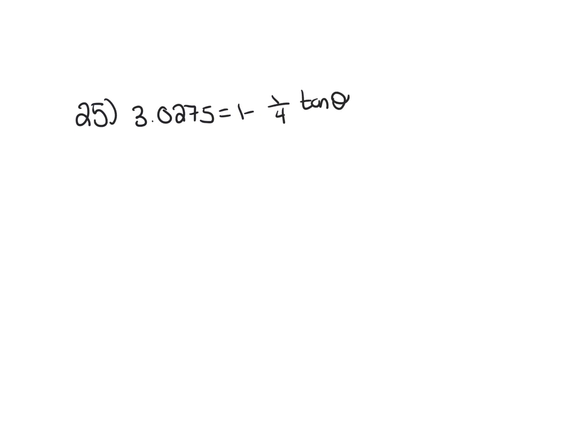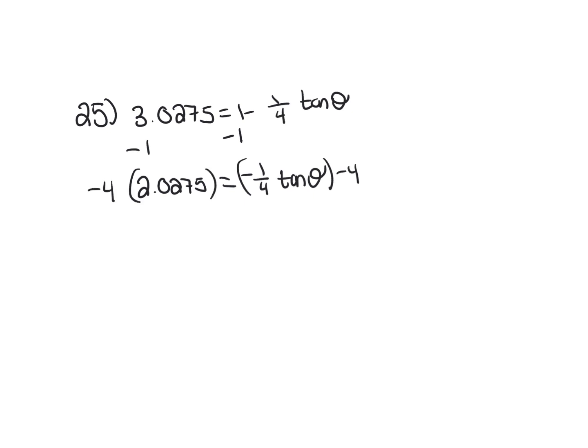No matter how ugly the problem looks, guys, you have to give it a chance and try. And you've gotten to pre-calculus because you've passed algebra, so let's use our algebra skills. The first thing I'm going to do is minus a 1 from both sides. So I now have 2.0275 equals negative 1/4 tangent theta. I'm now going to multiply both sides by a negative 4 so I can get the tangent all by itself. Negative 8.11 equals tangent theta.